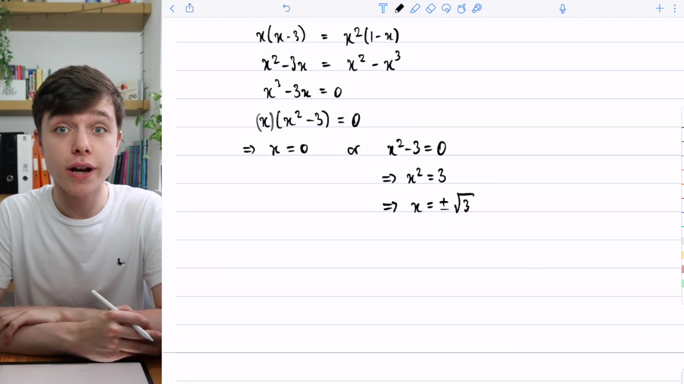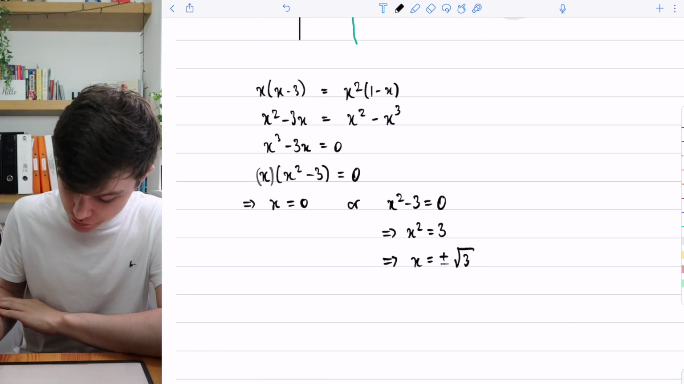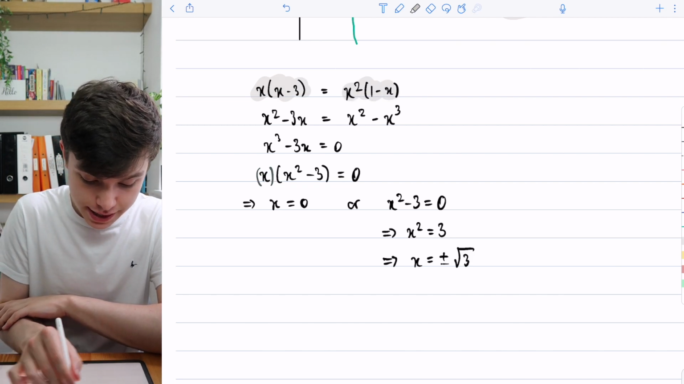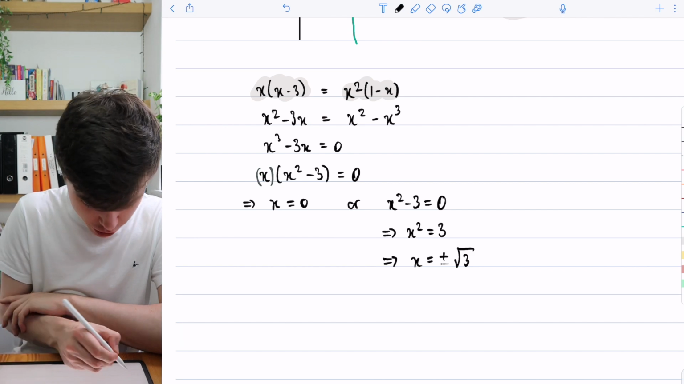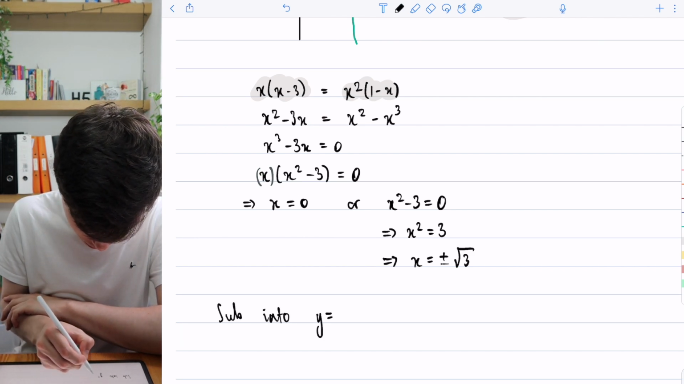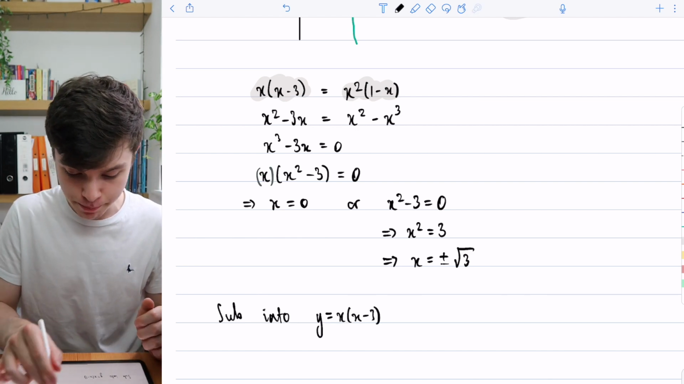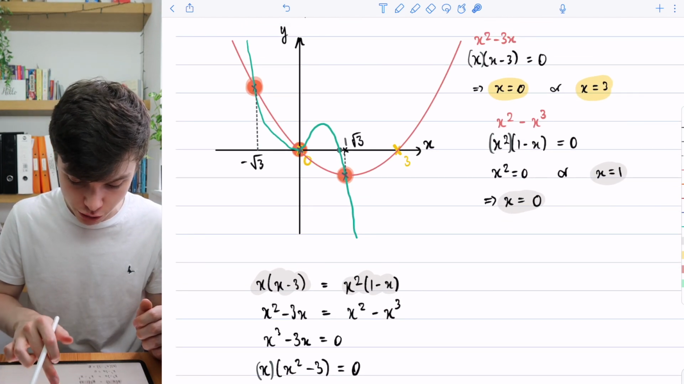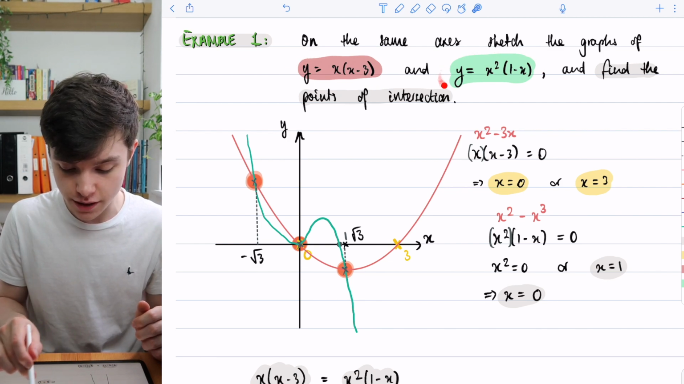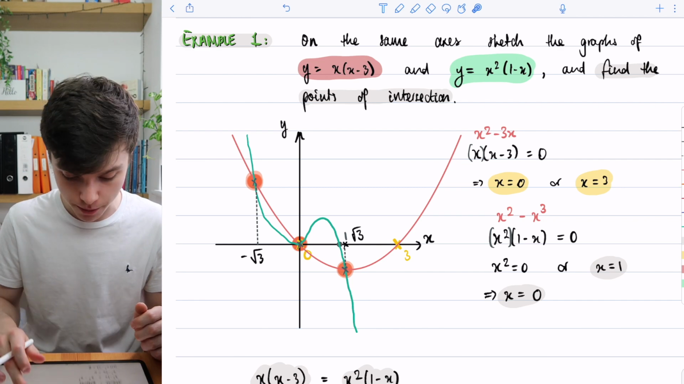Now what we need to do is work out the y values. So if we substitute those back in, either to this equation or into that equation, I'm going to do it into this one here. So I'm going to substitute into y is equal to x times x minus 3, because I think that's a little bit simpler than this one here. And I'm getting those two equations from the 2 equations of the graphs. Okay, so either one you can substitute into, but I'm going to choose that one.